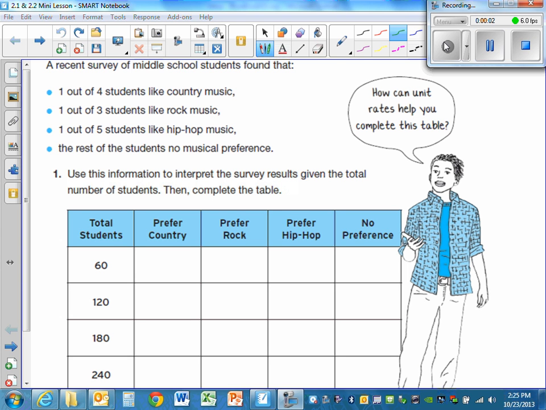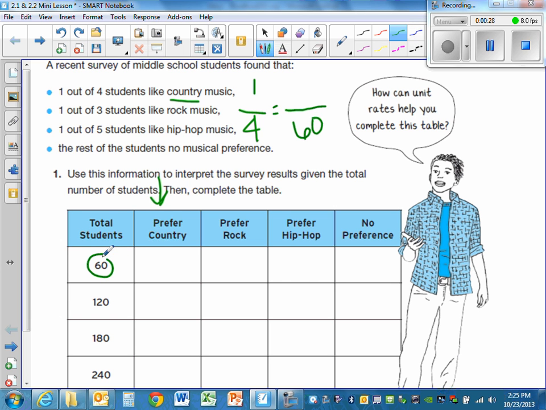A recent survey of middle school students found that 1 of 4 students like country music. I'm going to focus on the country music column, and you can be in charge of the rest. If 1 of 4 students likes country music, that means the total of the students is 4. I can set up a proportion with the total being 60 and figure out how many students prefer country music if the total is 60.